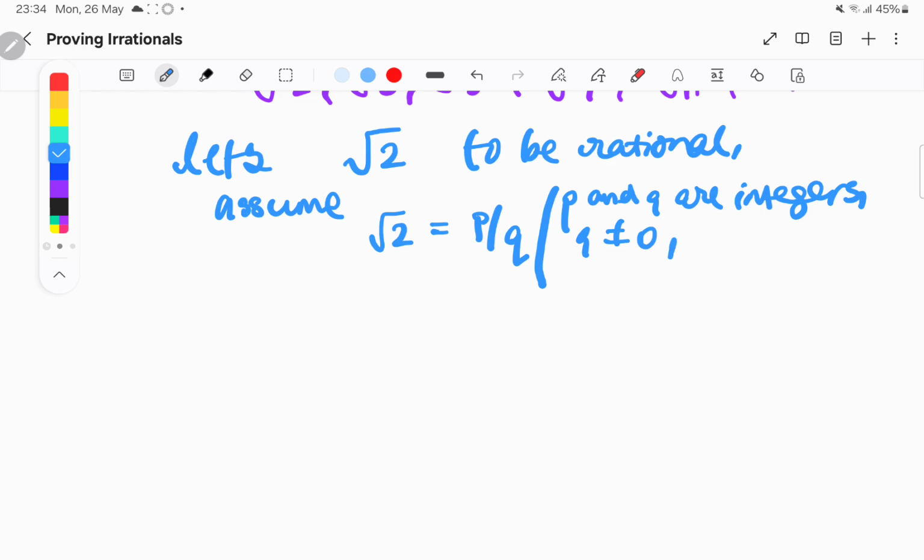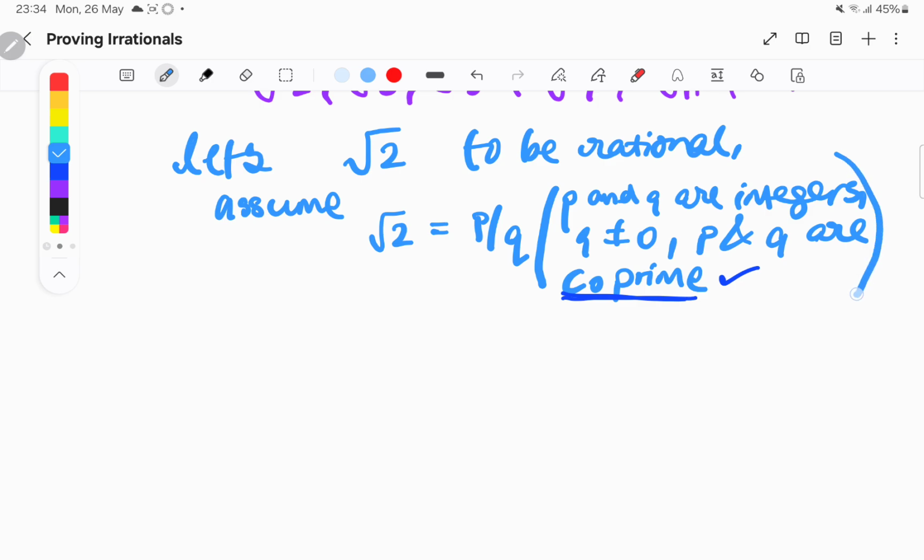Also you have to add one more important thing: p and q are coprime. This is a very important thing that you have to write. This is what you have to write for the first line. You have to start it like this: p and q are integers, q not equal to 0, p and q coprime. If p and q are coprime, that means their HCF is equal to 1. Simple. First step done.